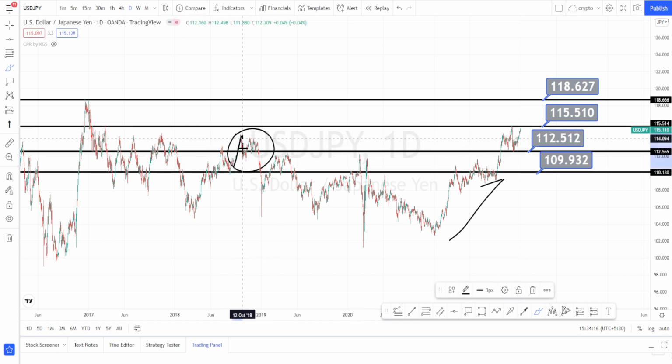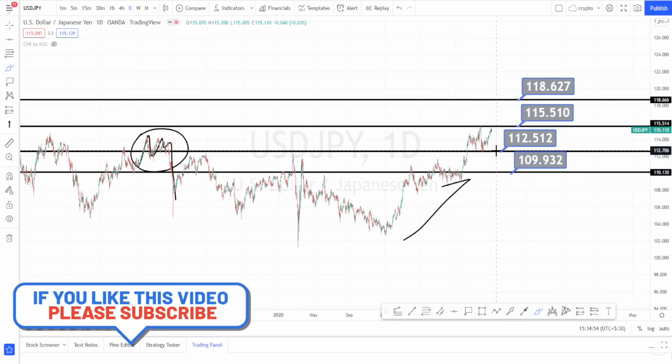It had formed a triple top pattern, then the trend reversal happened. Here also we are noticing a similar to triple top pattern. So if the price doesn't break this resistance level of 115.510, we can expect a trend reversal and steep fall in this currency pair. Next level of support is going to be at 109.